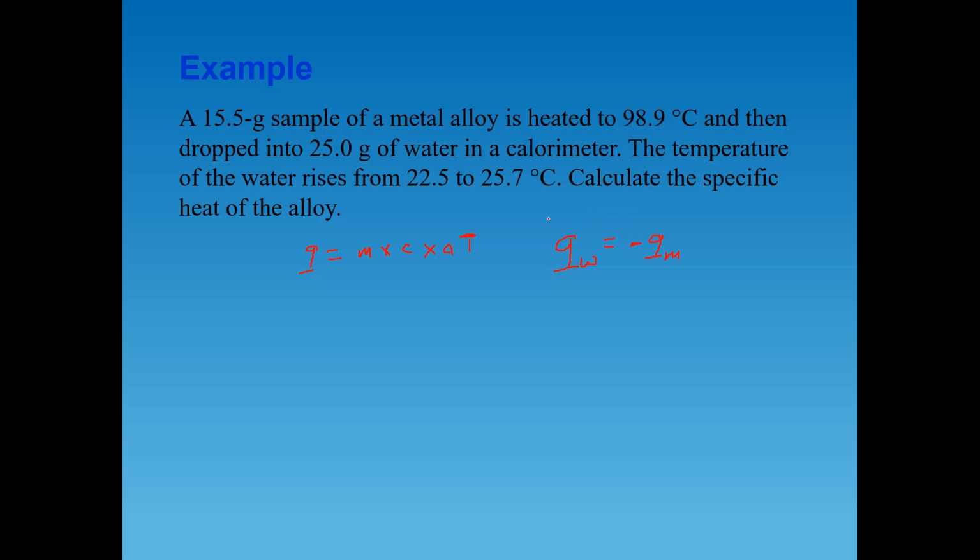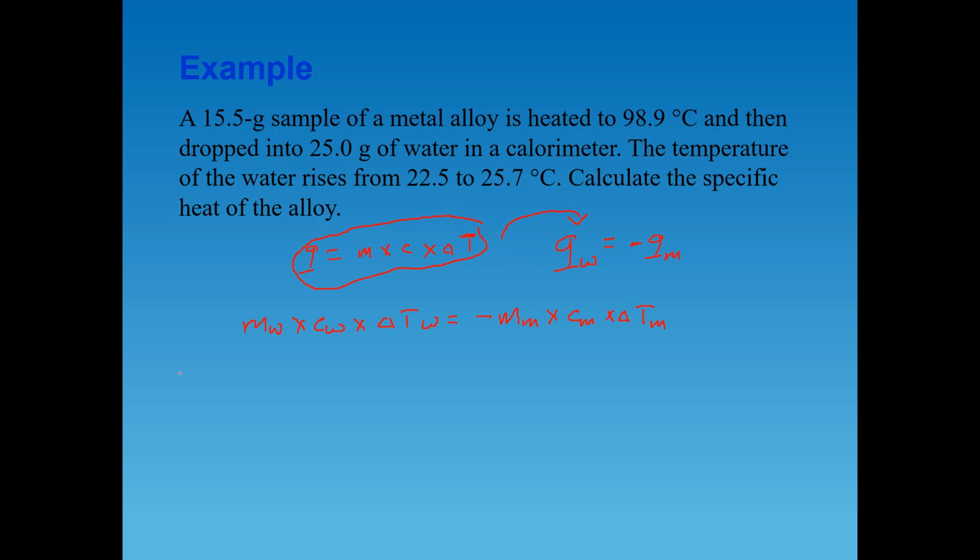So what I'm going to do now is combine this equation with what we have here. I'm going to write down expressions for QW and QM, similar to this right here. The mass of the water, which is given here as 25 grams, times the specific heat of the water, times the change in temperature of the water, would be equal to minus the mass of the metal times the specific heat of the metal times the change in temperature of the metal.